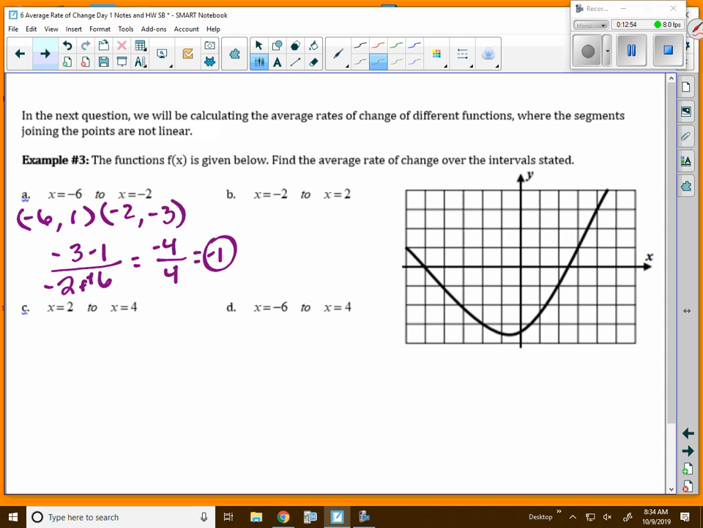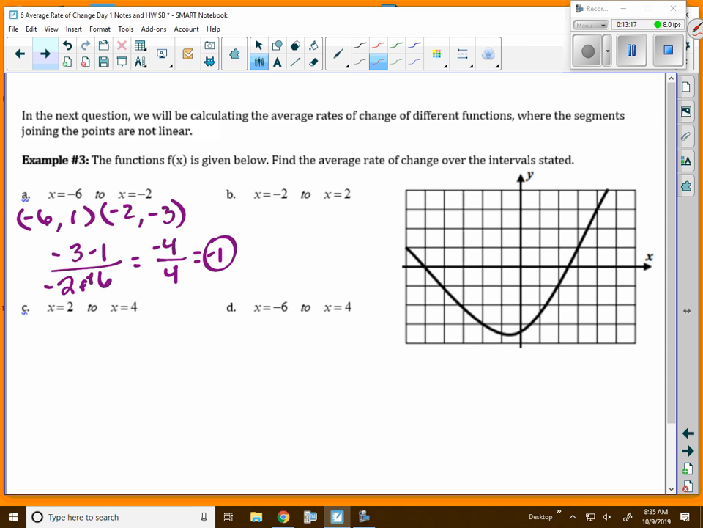Wait, isn't there the 3 negatives? So it would still be negative. Two of them will cancel each other out. So we did negative 2 minus a negative 6, so it's 2 negatives. Yeah, negative 2 plus 6.